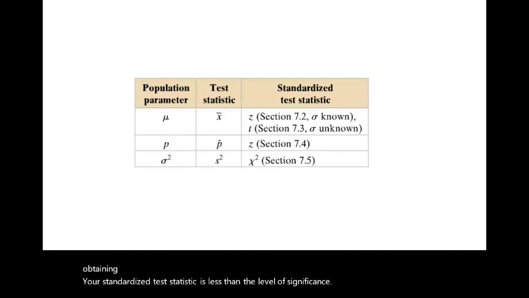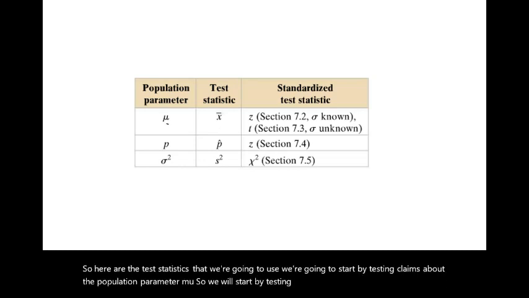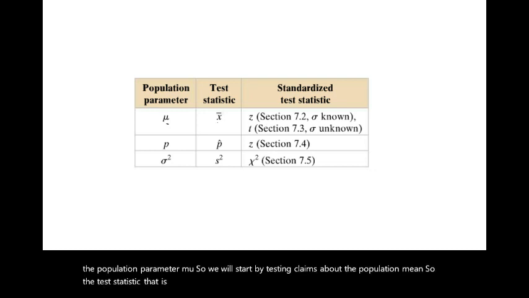So here are the test statistics that we are going to use. We are going to start by testing claims about the population parameter mu. So we will start by testing claims about the population mean. So the test statistic that is used to test claims about the population mean is the sample mean, x bar.